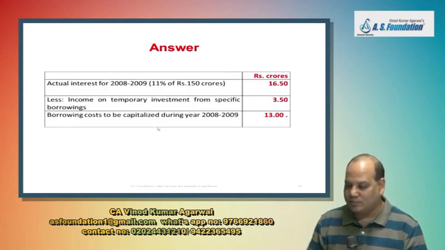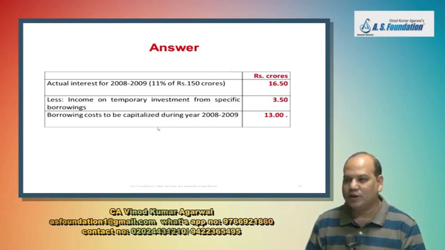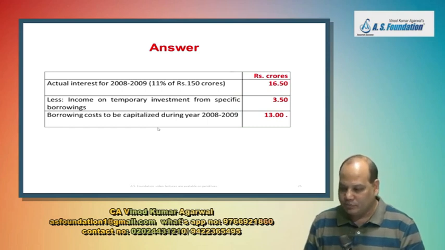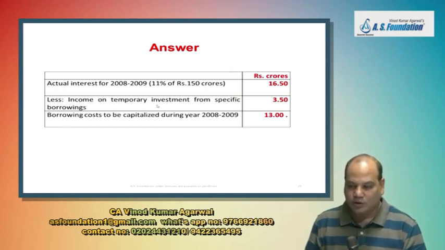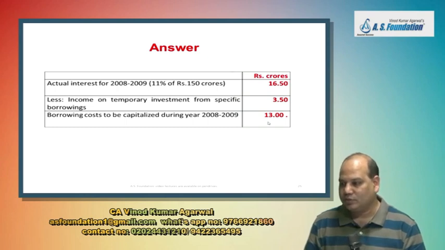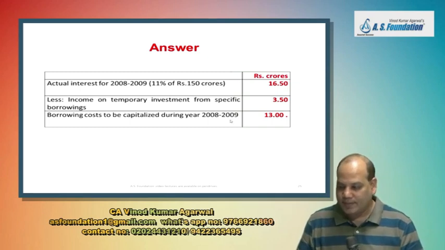So the answer is the company should not have credited the income to statement of profit and loss. Income from temporary investment should have been reduced from the borrowing cost incurred. So the net borrowing cost to be capitalized is 16.50 minus 3.50, that is 13. Is it right? Check the calculation, it is given in the notes. Is it 16.5 minus 3.50, 13?